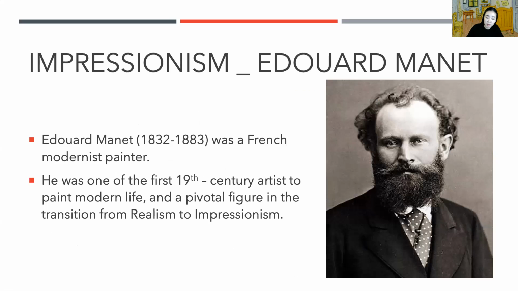So the first Impressionist artist is Edouard Manet, and he was a French modernist painter. He was one of the first 19th century artists to paint modern life and a pivotal figure in the transition from realism to Impressionism.